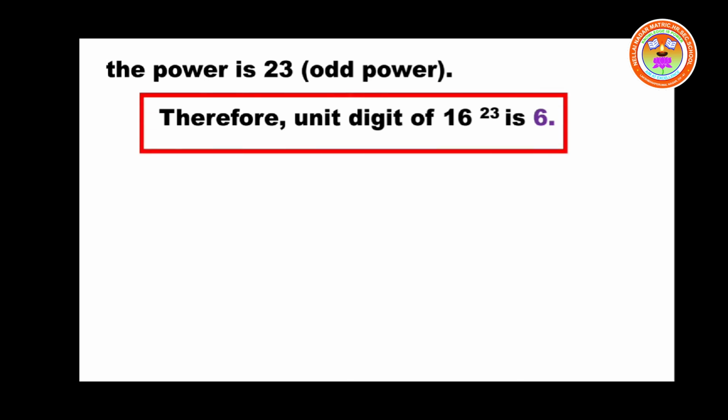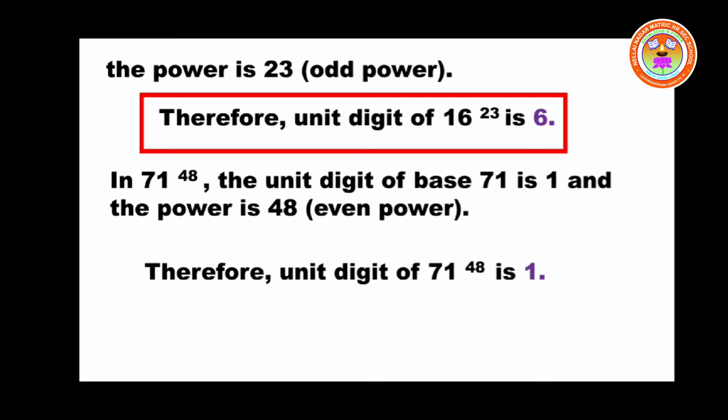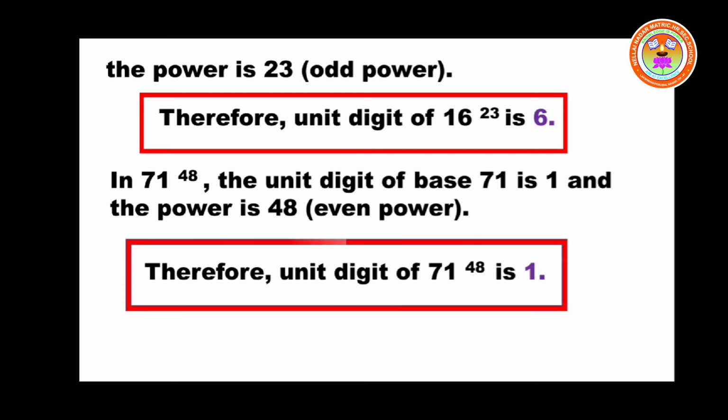Okay, now next we will take the next number, 71 power of 48. So in 71 power 48, the unit digit of the base 71 is 1. And the power is 48, that is an even power. So when you have 1 in the unit digit, however many times the power is, either odd or even, you will get the unit digit value as 1 only. So therefore, the unit digit of 71 power 48 is 1. Okay, now let us move on to the next number.